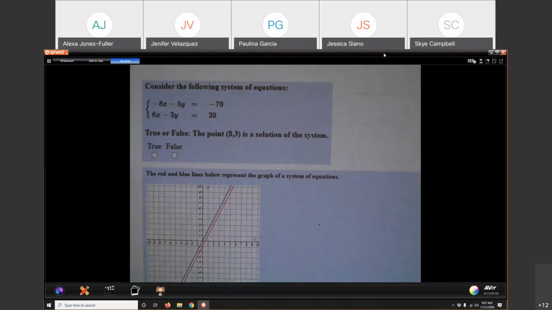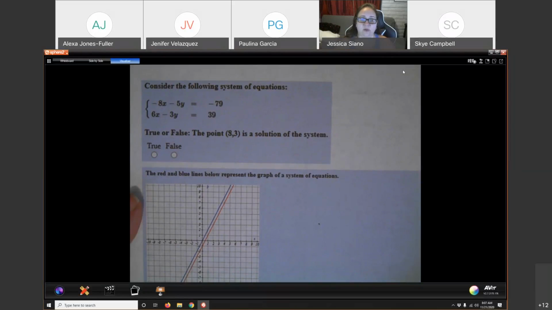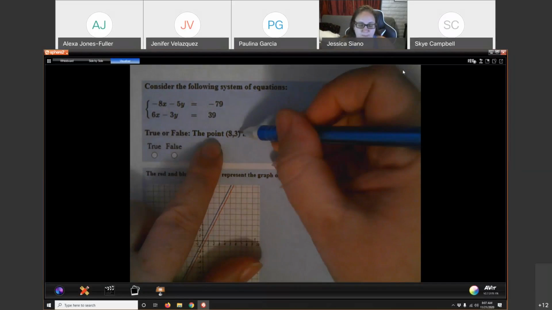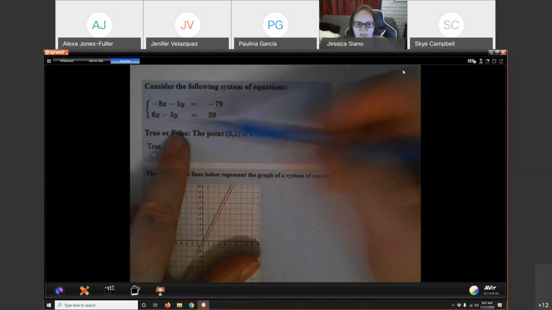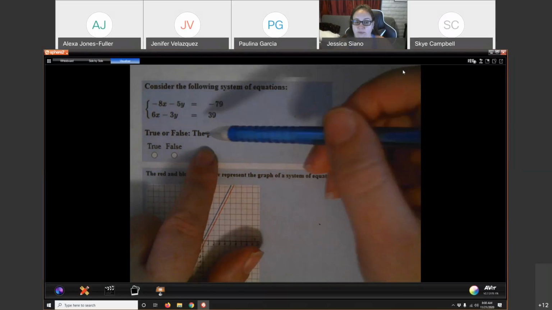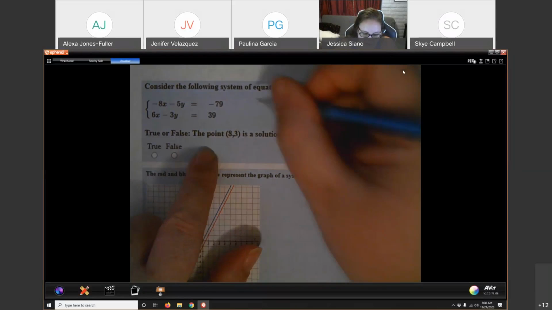So this is 9.1, and it is systems of equations. Here we have a system, and to determine whether or not a point is a solution to a system, plug it in. So if x is 8 and y is 3, if it checks in both, then it is a solution. If it doesn't check in just one of them, then it's not a solution.